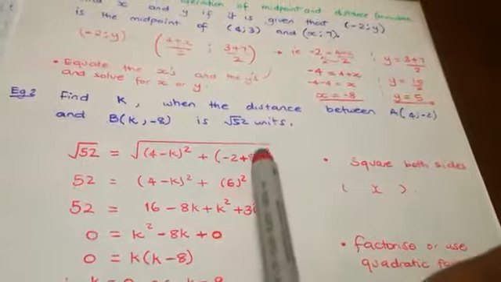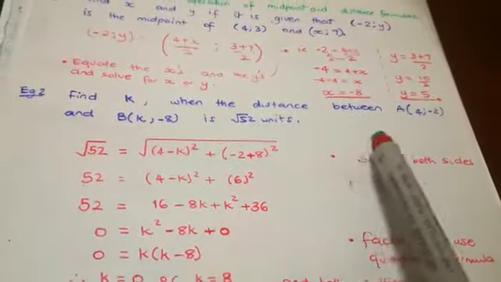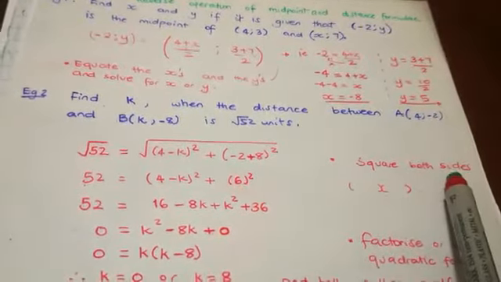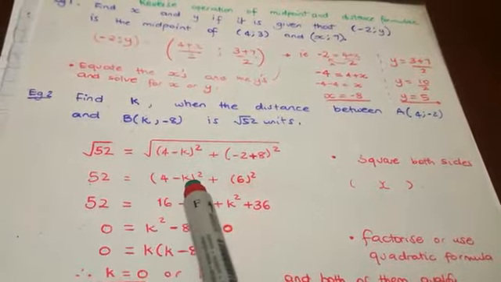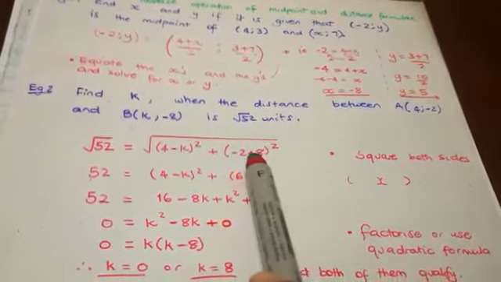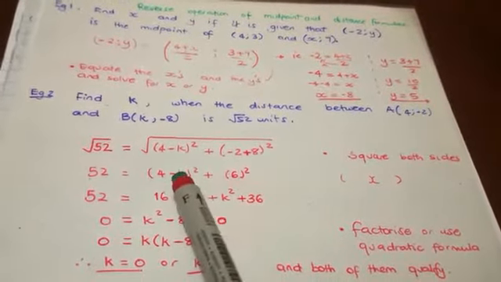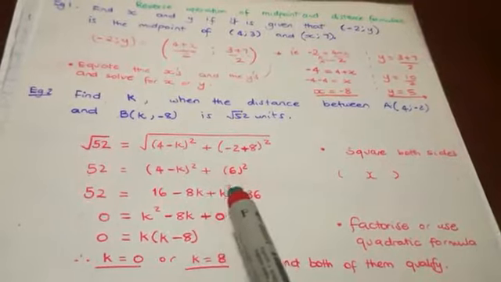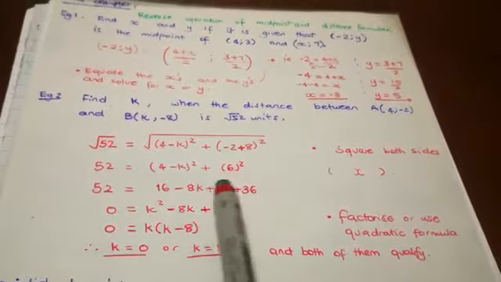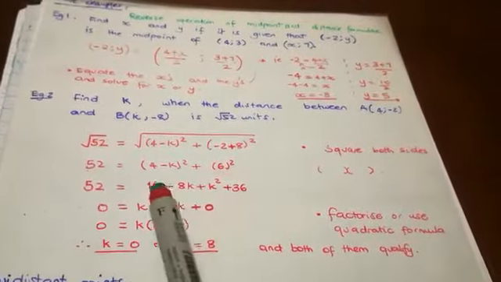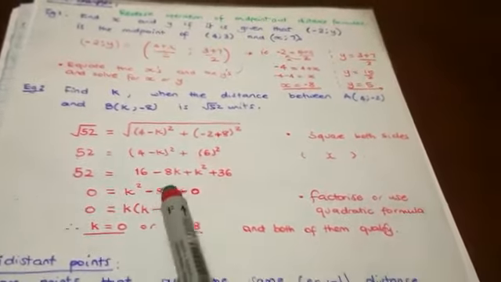Okay, so we've got a square root on both sides. For us to be able to solve for this k, we have to remove the square root. How do we remove a square root? You square both sides. So that's what I did. Then 52 equals (4 minus k) squared plus 6 squared, which is a simplification of that. Remember, this means bracket times bracket. So it's 16 minus 8k plus k squared plus 36. Then you solve the quadratic equation. 16 plus 36 is 52, and 52 minus 52 gives us 0, so we are just left with that.